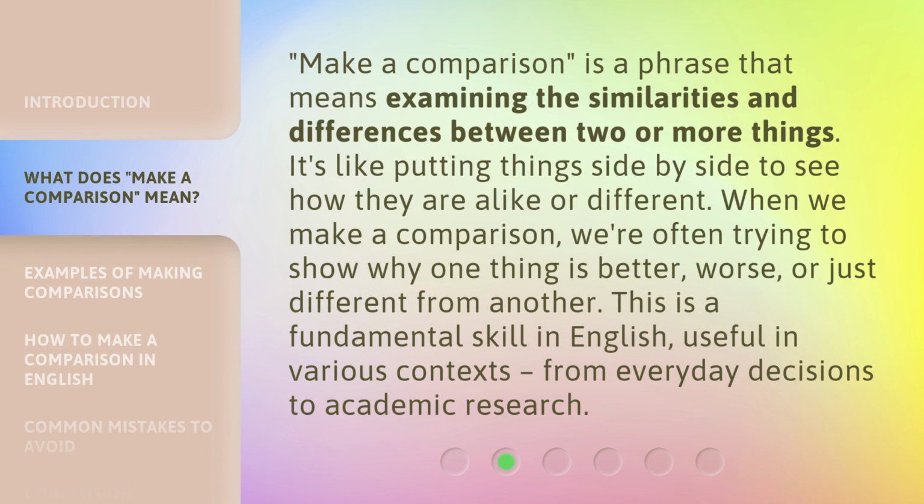"Make a comparison" is a phrase that means examining the similarities and differences between two or more things. It's like putting things side by side to see how they are alike or different. When we make a comparison, we're often trying to show why one thing is better, worse, or just different from another. This is a fundamental skill in English, useful in various contexts, from everyday decisions to academic research.